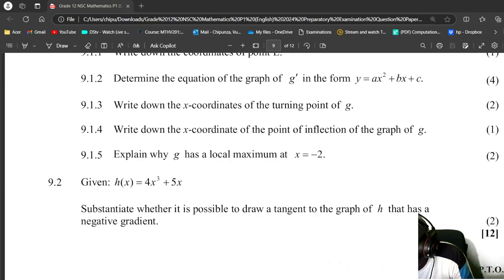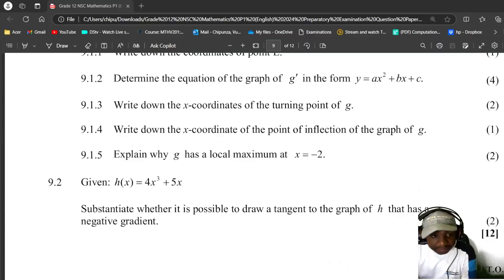Now write down the x-coordinate of the point of inflection of the graph of G. Point of inflection now of the graph of G is now something else. How do we find the point of inflection? We know that in order for us to find the point of inflection of a function, we need to find our f prime prime. Okay, so if we can find our f prime prime, then of course now we can be able to find our point of inflection. So that would be 9.1.4.